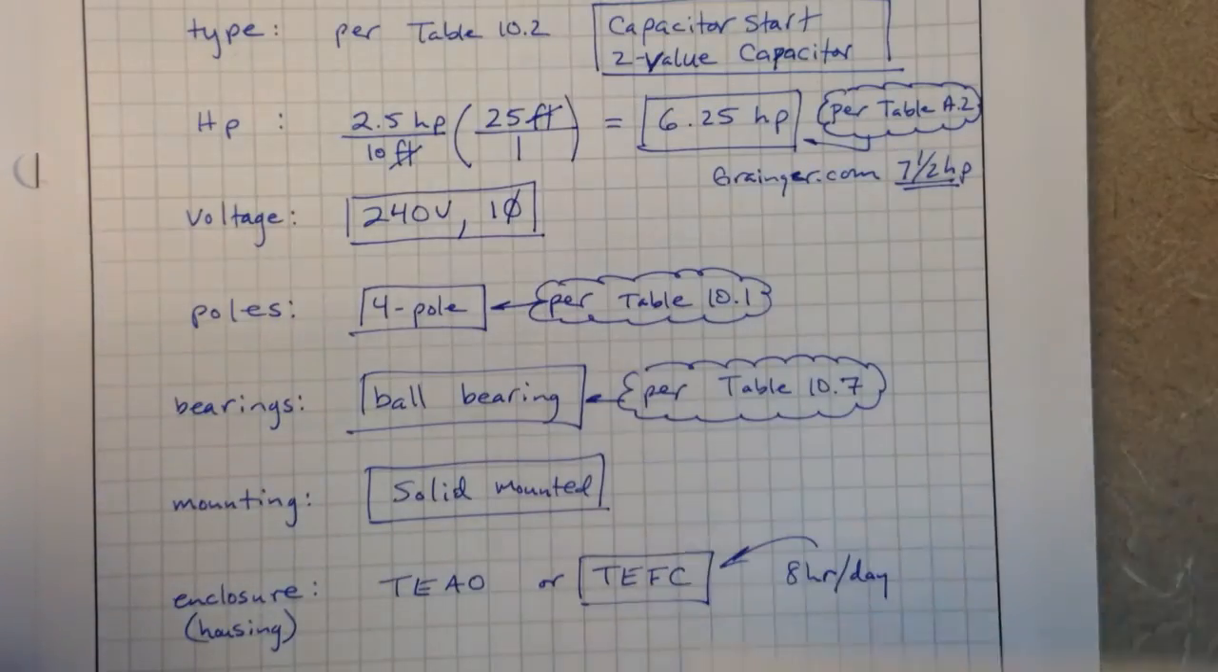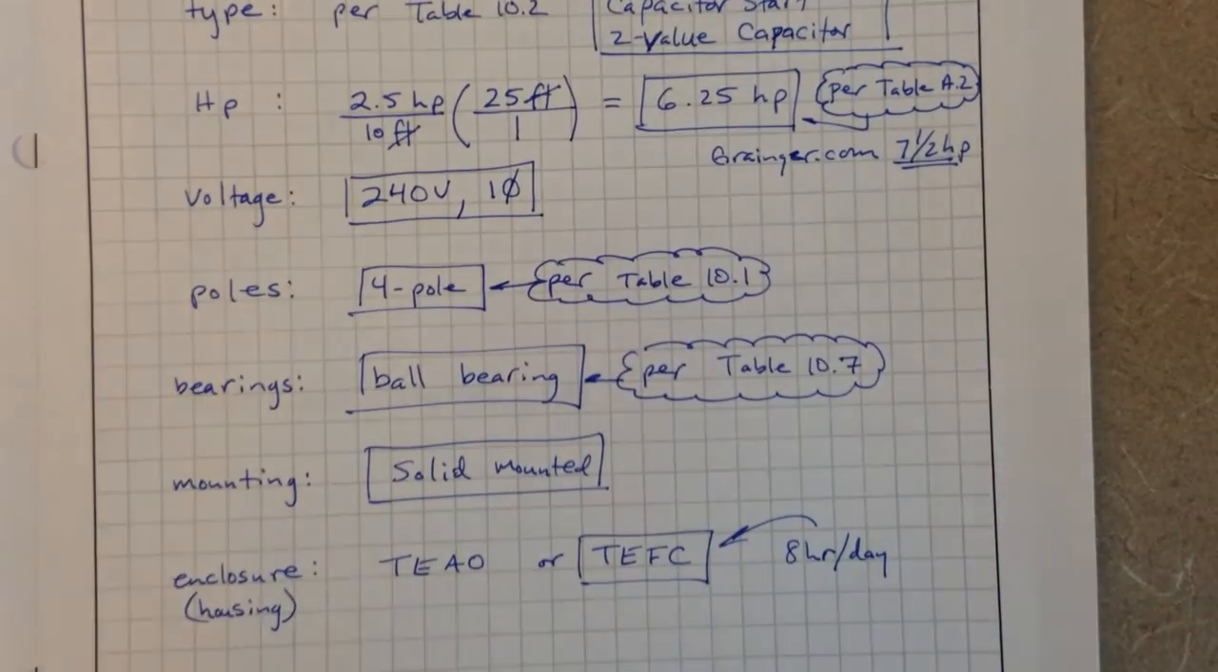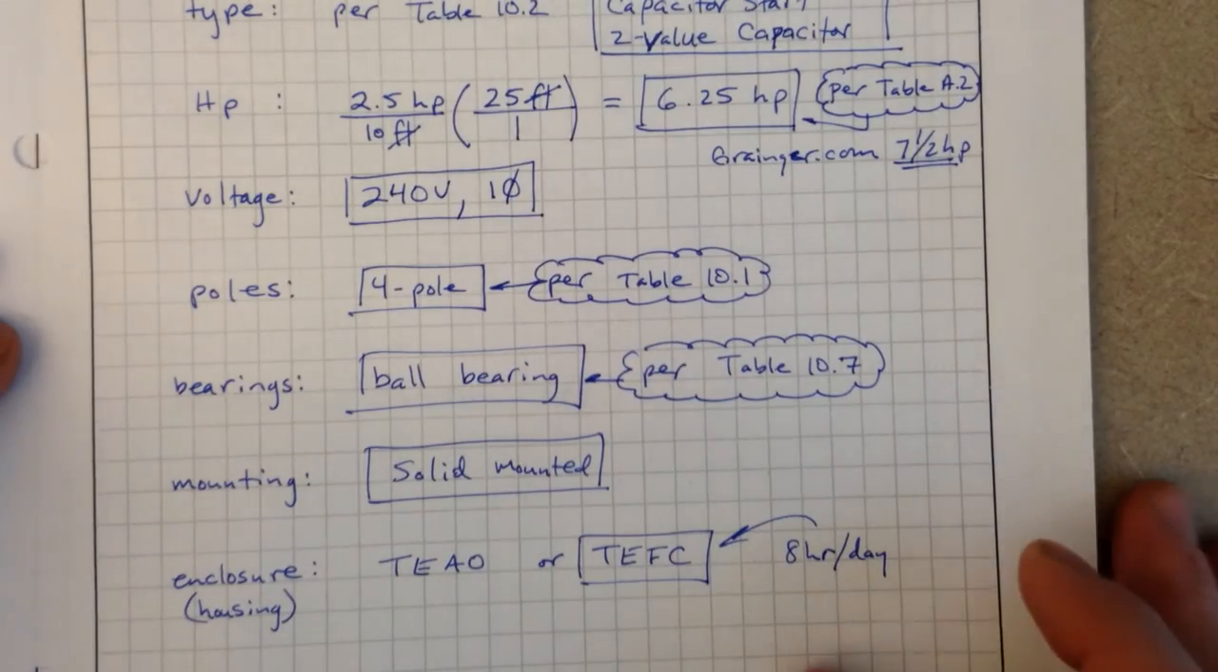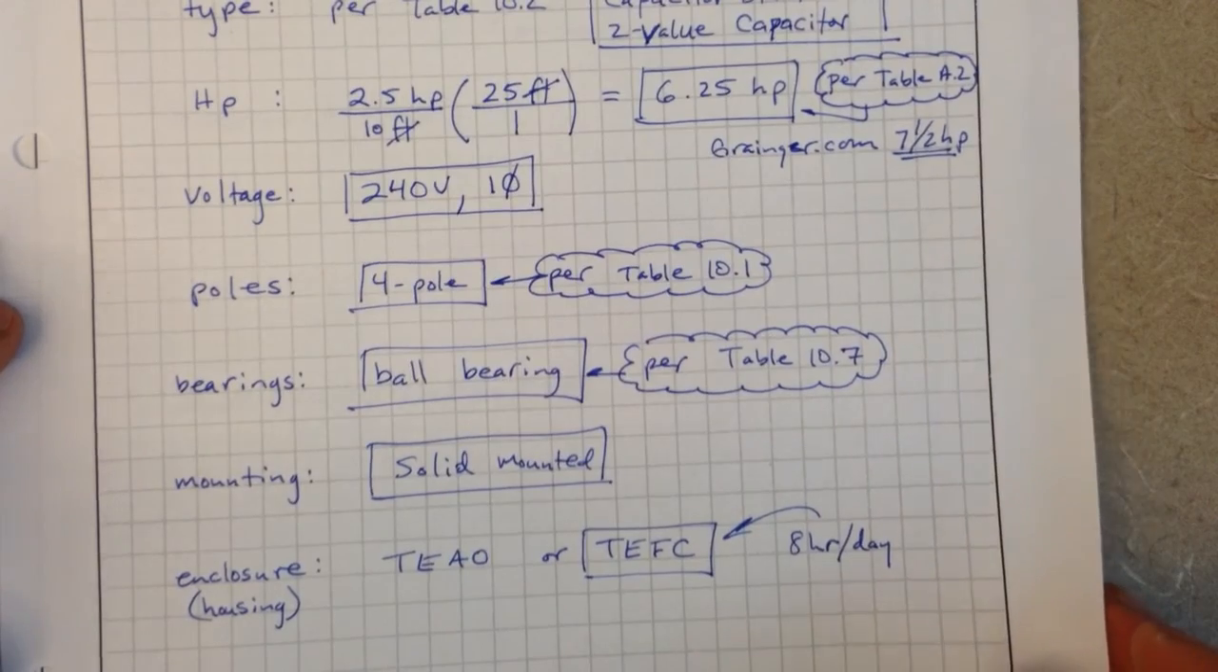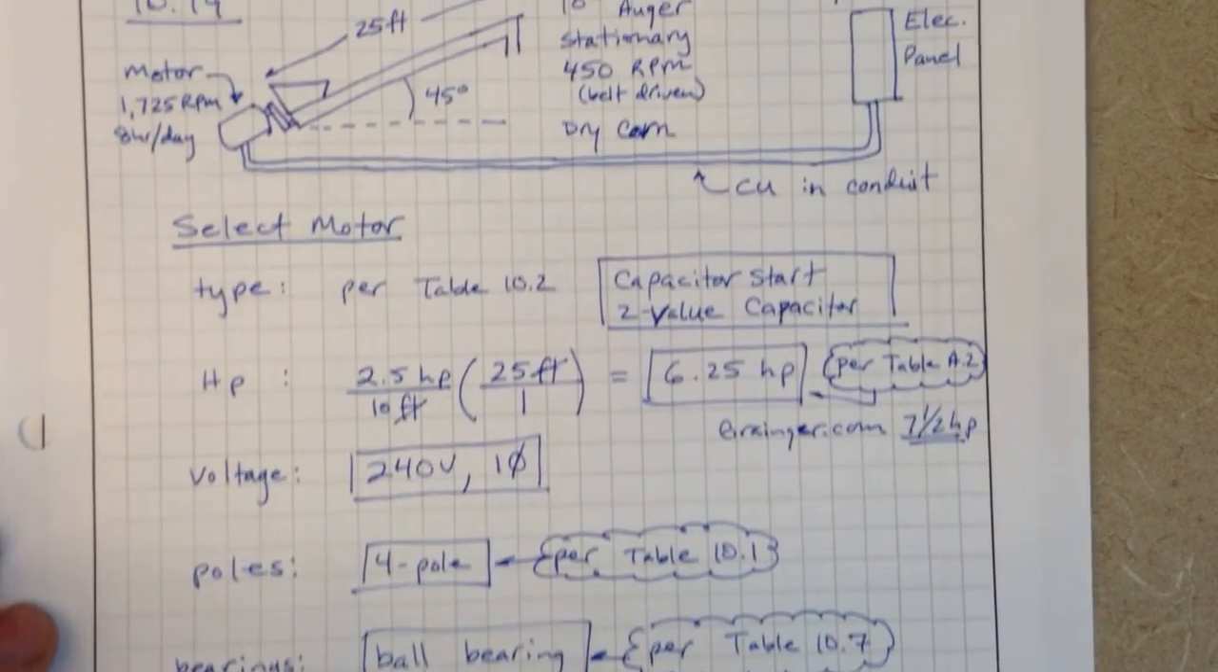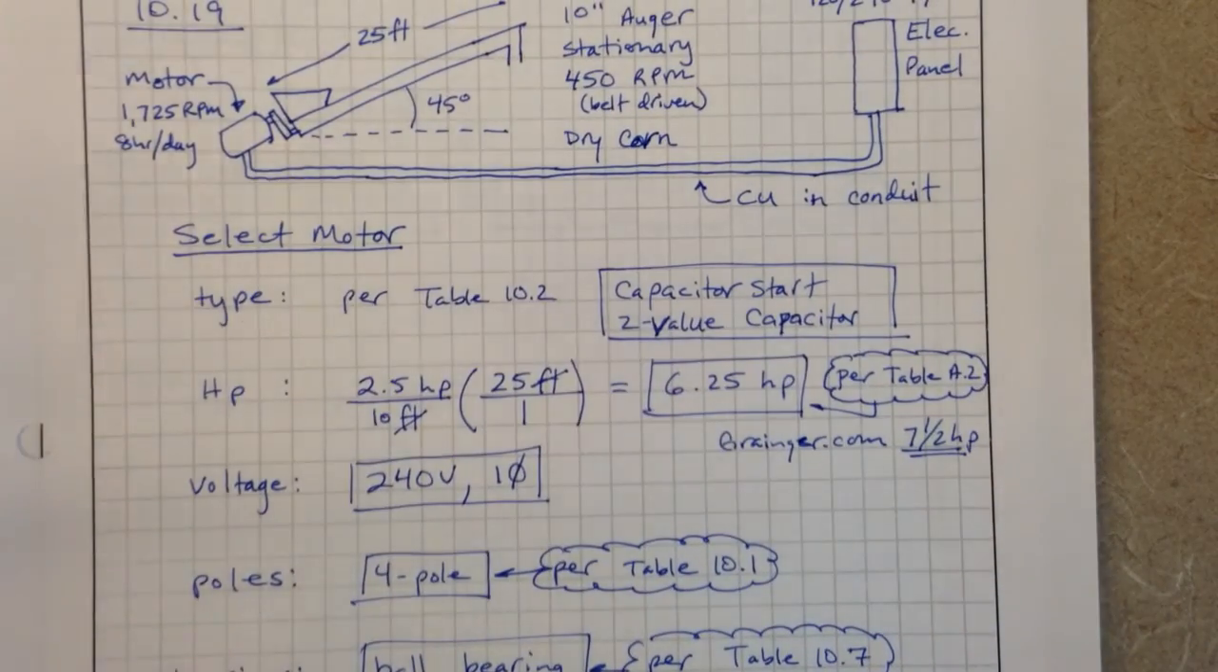So I'm going to stop this video. We'll pick back up in the next video, and we'll look at considerations for the circuit we want to design for this motor. So we've now selected the motor. We want to then think about the circuit we're going to use to power the motor.